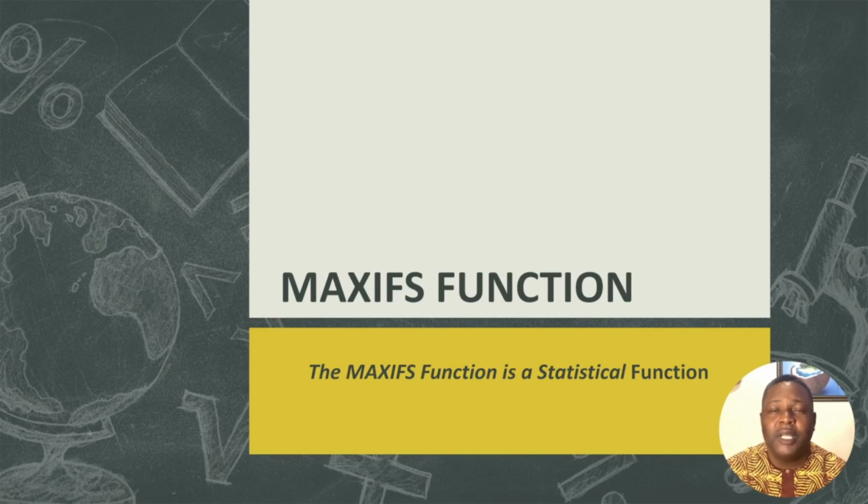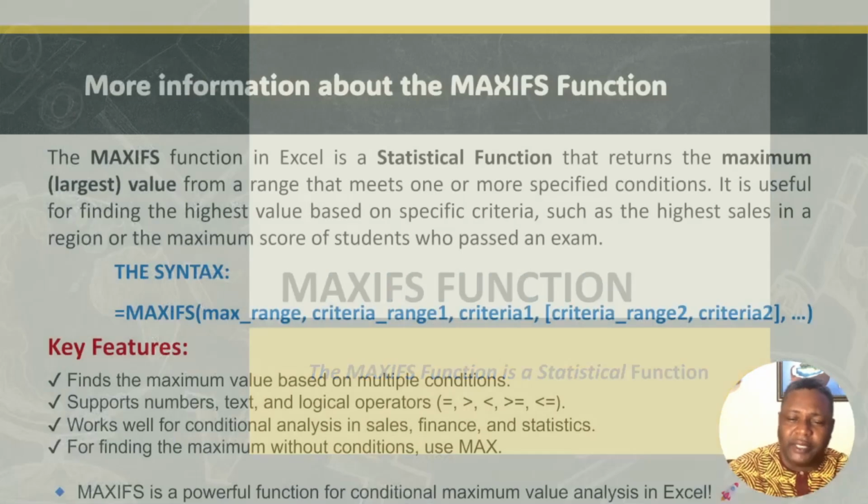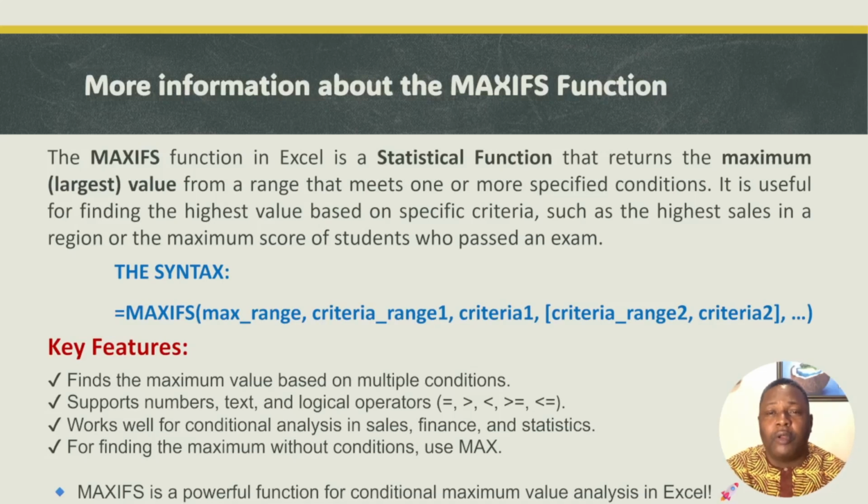In this video, we are going to be looking at the MAXIFS function. The MAXIFS function is a statistical function, and this function is used to return the maximum, largest value from a range that meets one or more specific criteria. So for MAXIFS, it takes multiple criteria. So you start from one and as much as you want to provide.